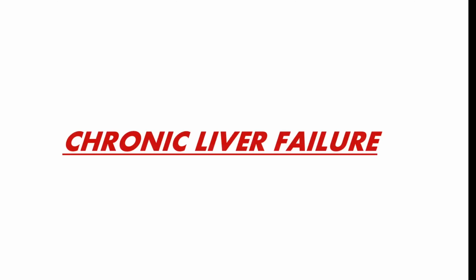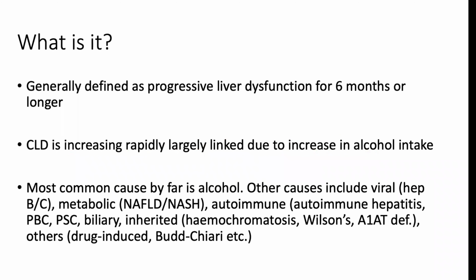So we're going to finish with chronic liver failure. So chronic liver failure is generally defined as progressive liver dysfunction for 6 months or longer. It's increasing rapidly, largely linked due to the increase in alcohol intake, especially in the UK and places like America. The most common cause by far is alcohol, and there are other causes as well, including viral, metabolic, autoimmune, and some others. So it essentially describes the process by which there's progressive destruction and regeneration of the liver parenchyma by repeated insults. And then this leads to inflammation, fibrosis, and ultimately cirrhosis.